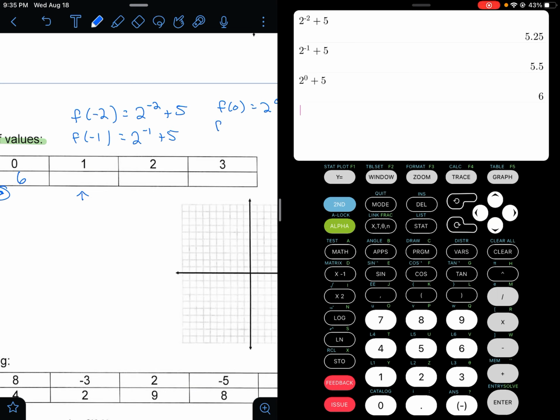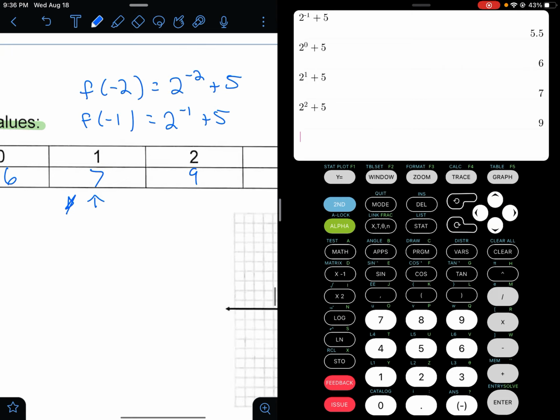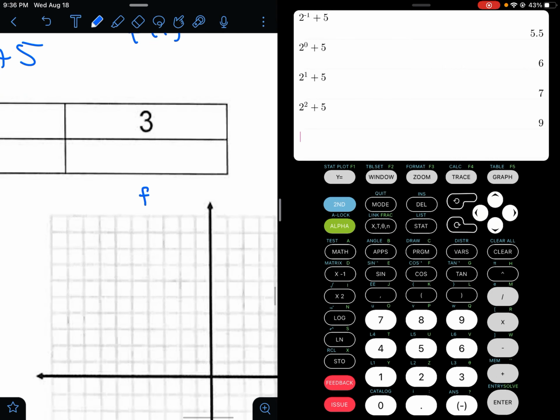All right, so go ahead, and I want you to fill in this. What is f of 1? So for f of 1, you should get 7, right? Because you're going to do 2 to the power of 1 plus 5, which gives us 7. For f of 2, 2 to the power of 2 plus 5 gives us 9. And then go ahead, tell me what f of 3 is. So we're going to do 2 to the power of 3 plus 5 gives us 13.